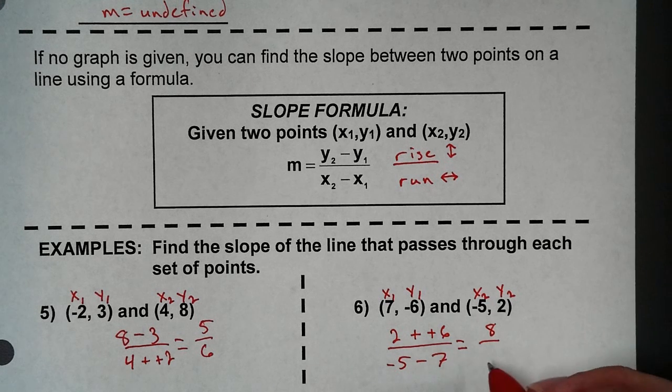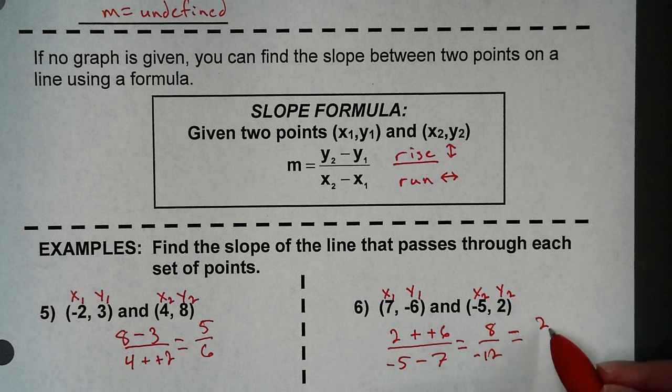-5 minus 7 more is -12. This one does reduce. They're both divisible by 4. 8 divided by 4 is 2. -12 divided by 4 is -3.